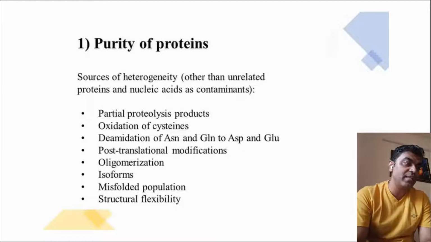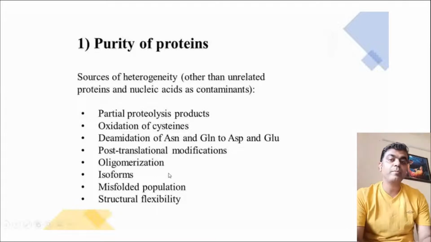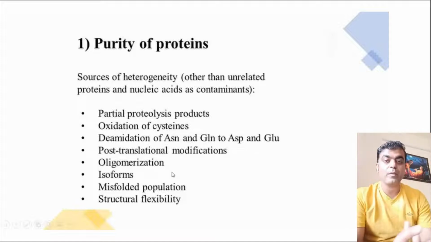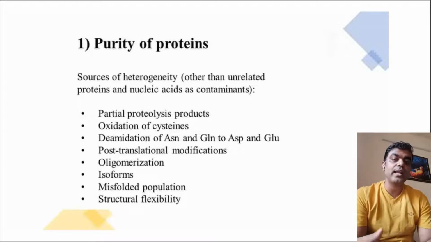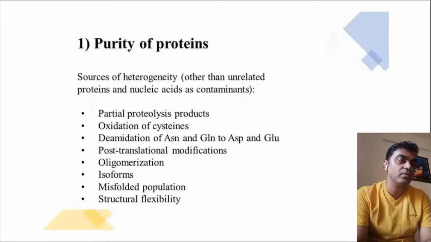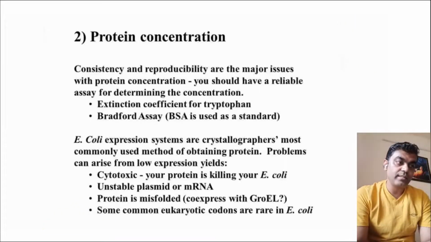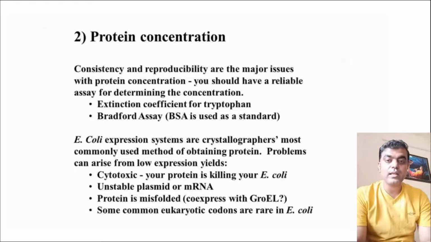So all these basically are structural flexibilities, and because of structural flexibility, the conformation will not be fixed, and that is why whenever you are getting a crystal, the lattice or the crystal structure will not be homogeneous in nature, and you will have problems in understanding the structure. Then concentration, yes. So concentration, why?